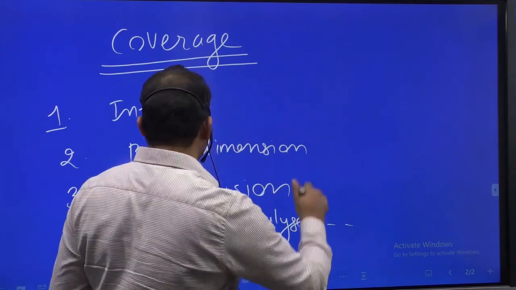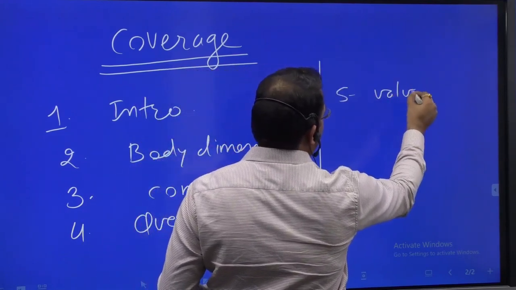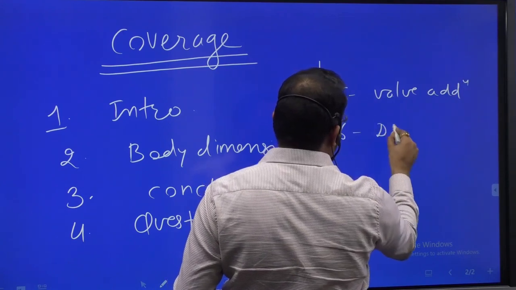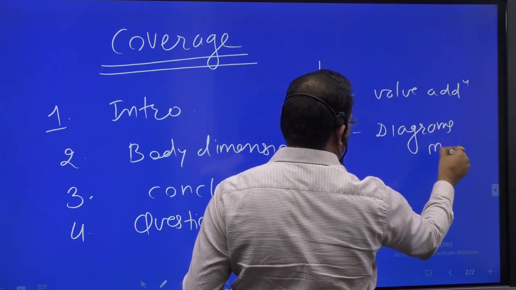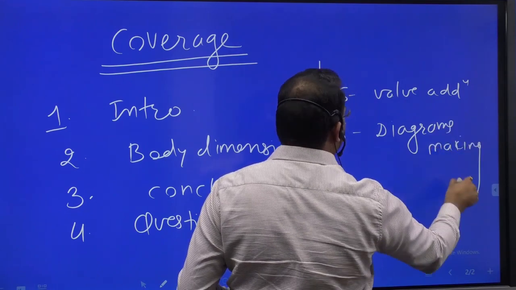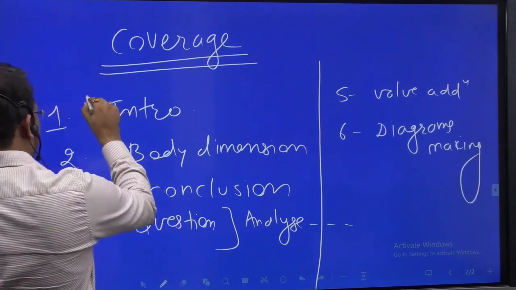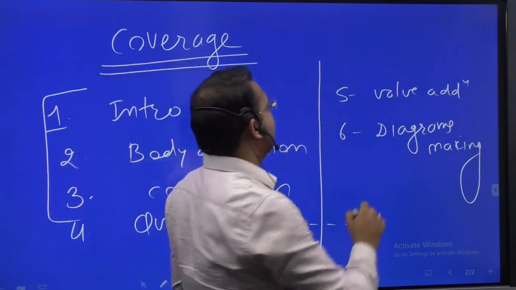Apart from this, we will discuss how to do the value addition. Then some diagrams making. Some new diagrams, okay? So out of this, I think we should be able to complete 1, 2, 3 and some part of the 4 today, and this part we will deal tomorrow.